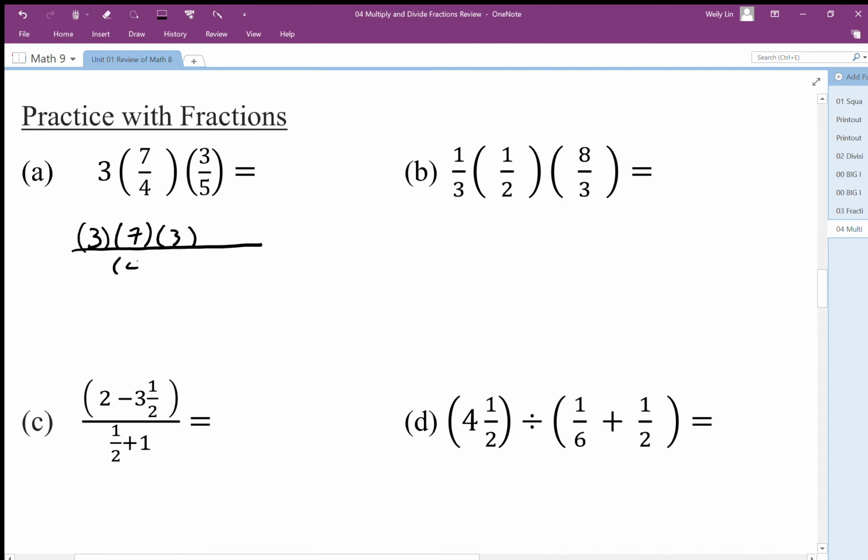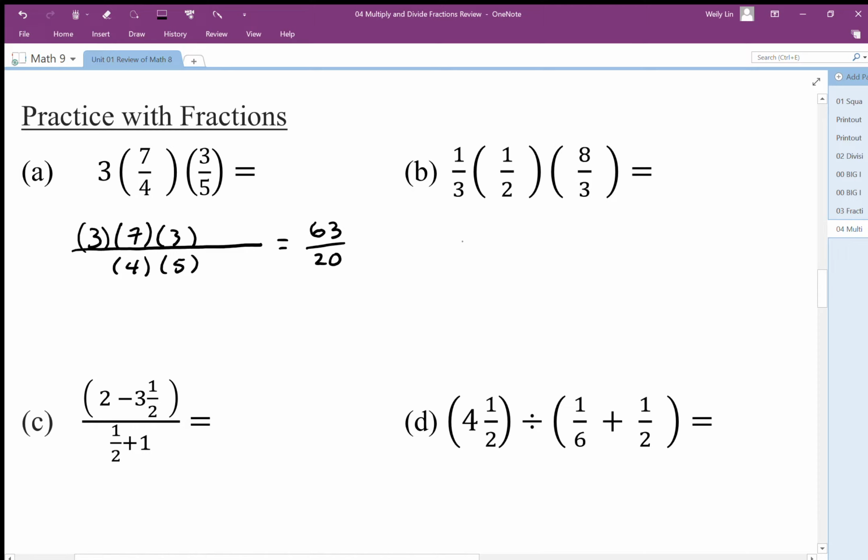So on the bottom, we only have divide by 4, divide by 5. There doesn't seem to be any common factors here, so we're going to go 3 times 7 times 3. 3 times 7 is 21. 21 times 3 is 63. And divide by 4 times 5 is 20.